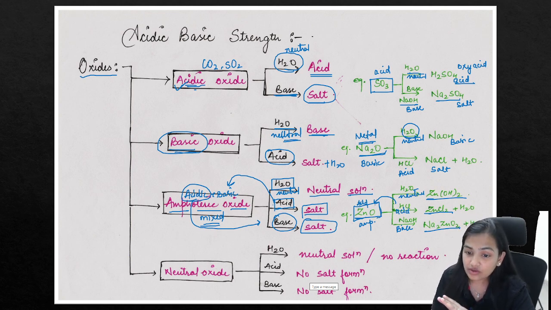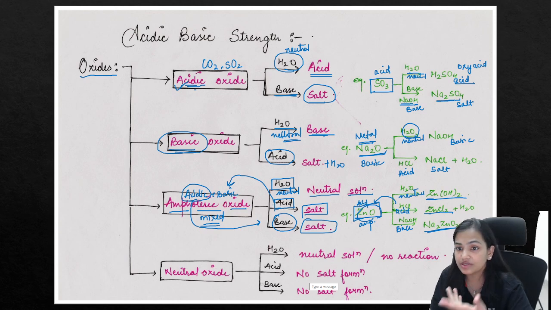So this ZnO was giving you Na2ZnO2, and here you can see that when you were treating SO3 with base, it was giving you sodium sulfate. So basically salt formation will occur.